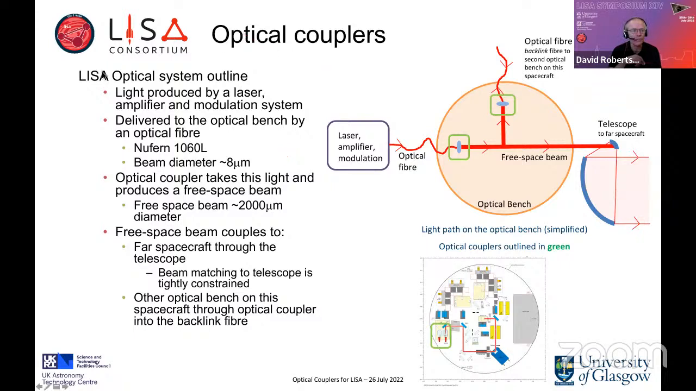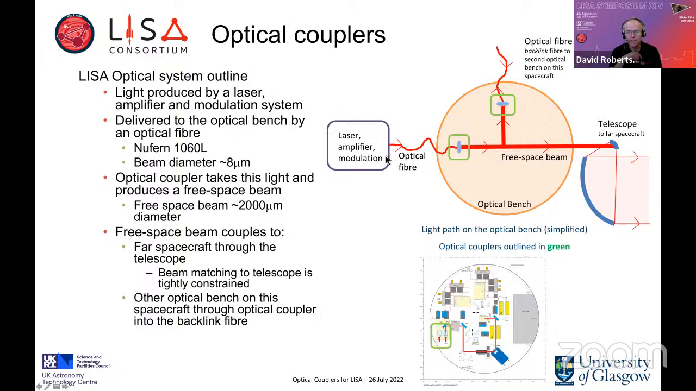So to start us off, the question is, what do I mean by optical couplers? Whereabouts in the whole LISA optical system do they sit? In this cartoon LISA optical system in the top right-hand corner, you can see the laser, the amplifier, the modulation system, a whole complicated array of optics, which I'm just putting into a black box. They produce about 2.5 watts of light that comes out through a single mode optical fiber, this Nufern 1060L fiber, and the beam inside is constrained in a core of about 8 microns diameter.